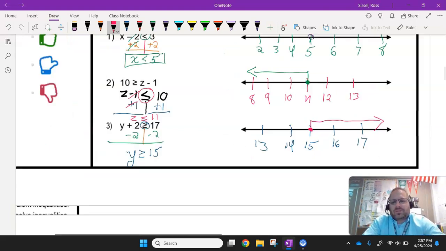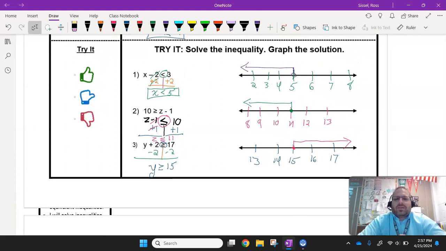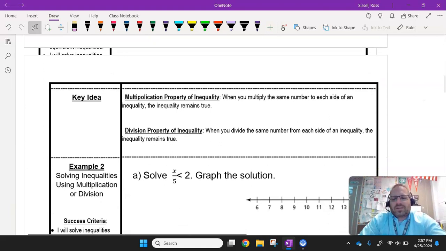Alright, so that's the first step we did. Go ahead and let me know, how do you feel about solving inequalities using addition or subtraction, or what questions do you have? Great, let's go to the next example.